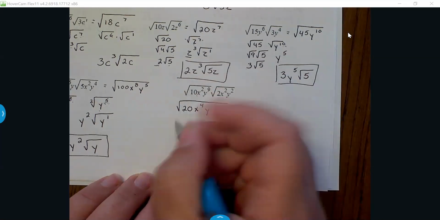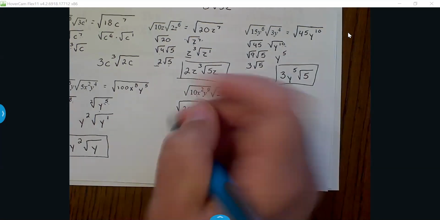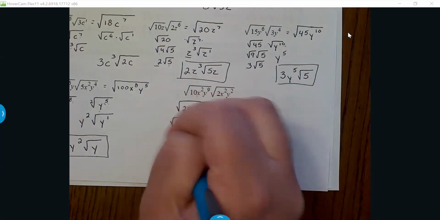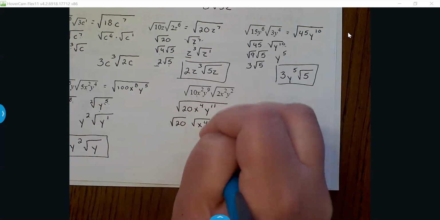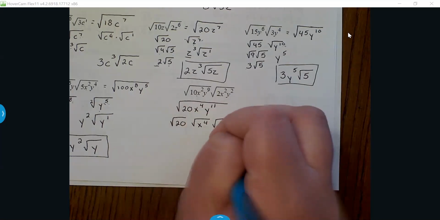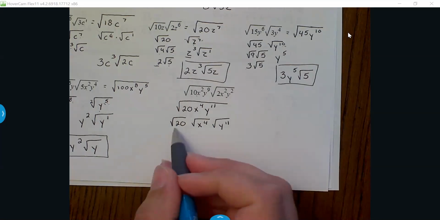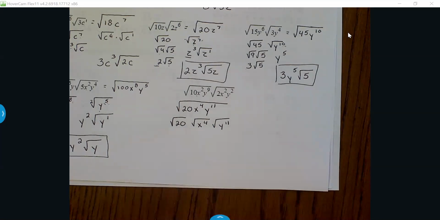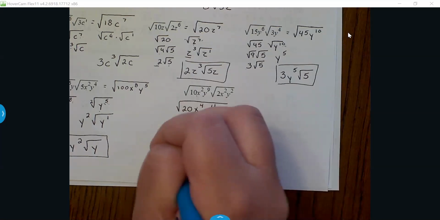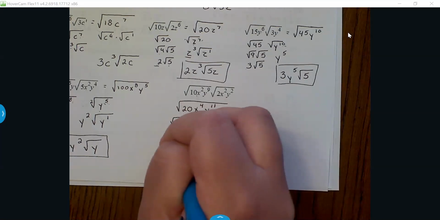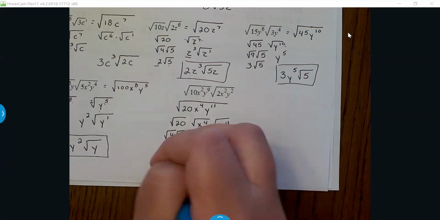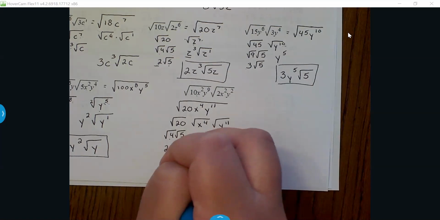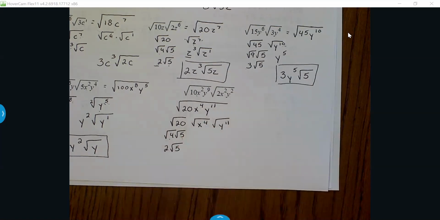Okay, so I have to deal with these 3 things separately: the square root of 20, the square root of x to the 4th, and the square root of y to the 11th. Now the square root of 20, 20 isn't a perfect square, so I have to find the largest perfect square that goes into it. And that would be 4. So I have the square root of 4 times the square root of 5. The square root of 4 is 2. So this would be 2 times the square root of 5.